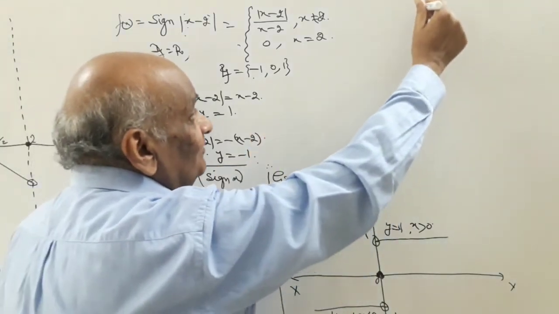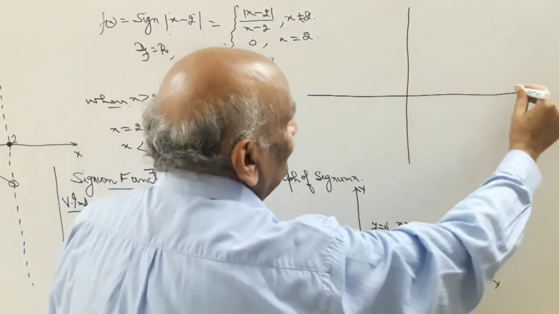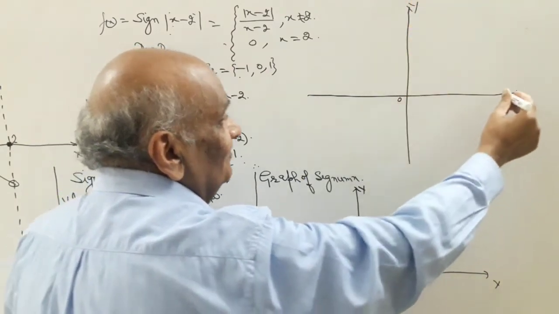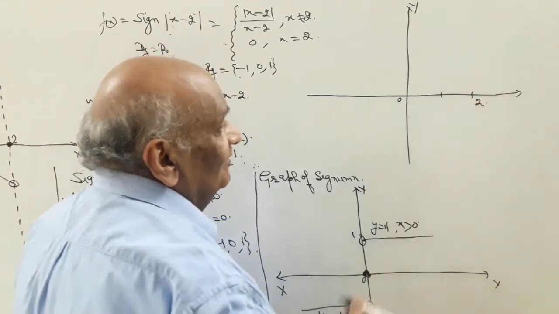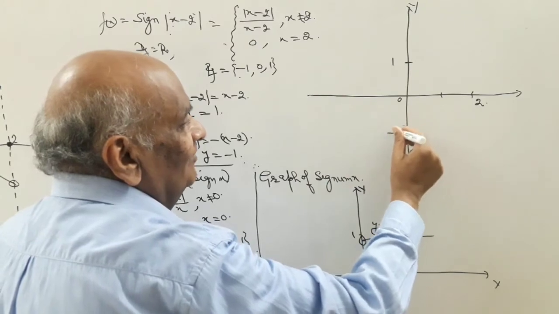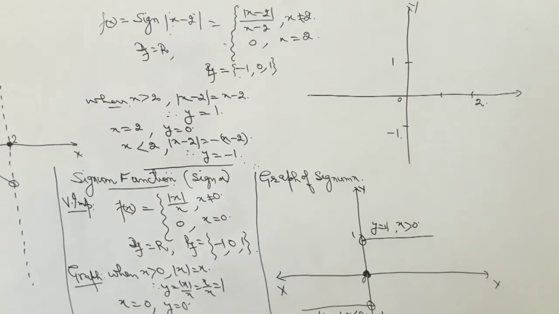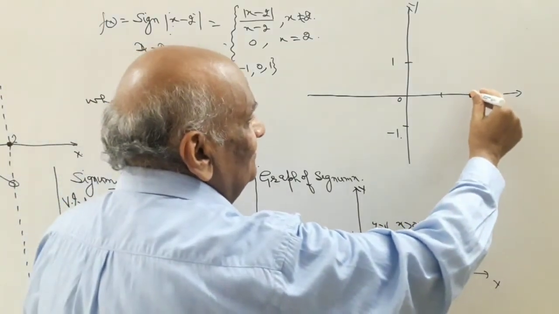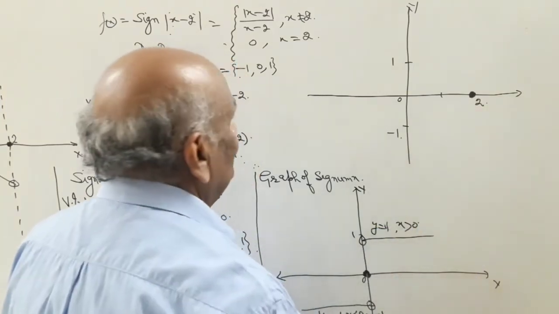Draw the graph of this function, two perpendicular axes, same y o y dash. Here x is equal to 1, x is equal to 2. It is 1, it is minus 1. See now, when x is equal to 2, y is 0. This is the shape. At x is equal to 2, y is 0.